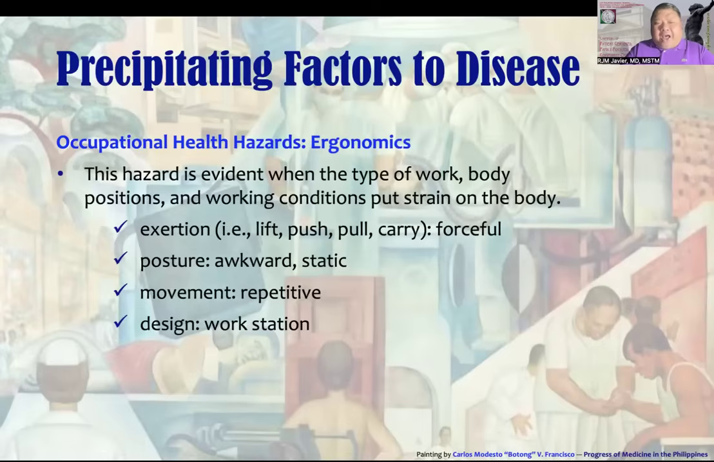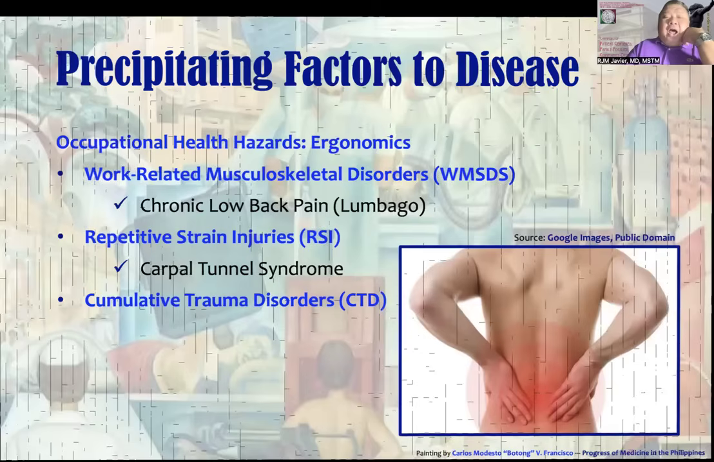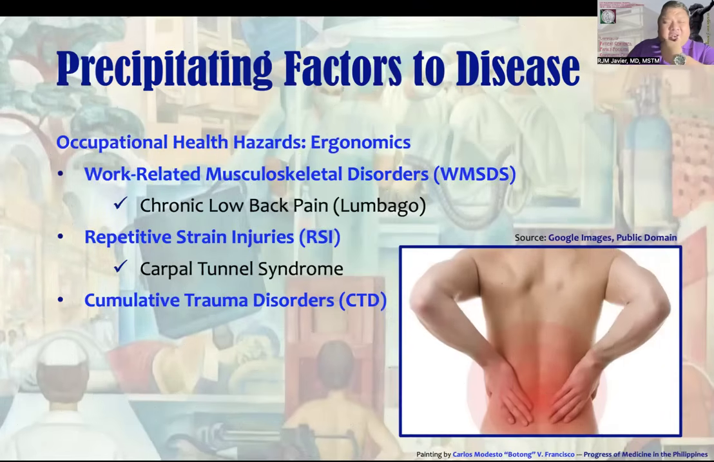Then we go to your ergonomics. Ergonomics would look into hazards when the type of work, body position, and working conditions can potentially put strain on the human body. If there would be, let's say, forceful exertion, awkward static postures, if you are required to do repetitive motions, or your workstation is not designed properly, this can precipitate various occupational health conditions, such as work-related musculoskeletal disorders or chronic lumbago, repetitive strain injuries such as carpal tunnel syndrome or cumulative trauma disorder.